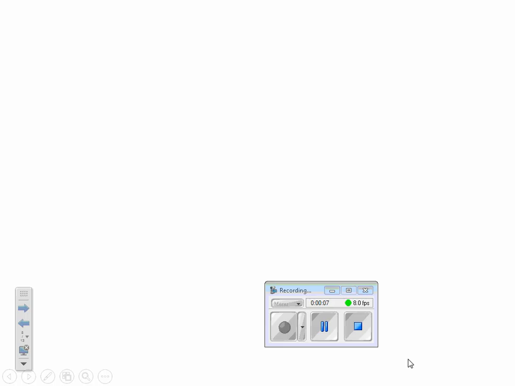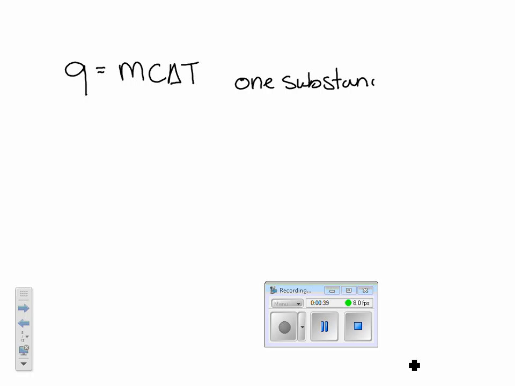I'm going to do a couple of example calculations with you, the type of heat calculations that you might see in your first year chemistry class. Remember that in the last recording you learned that we can solve for heat by using the formula Q equals mass, Q being heat, times specific heat capacity, times the change in temperature. And this is if there's only one substance and it is not going through a phase change. So not changing state.